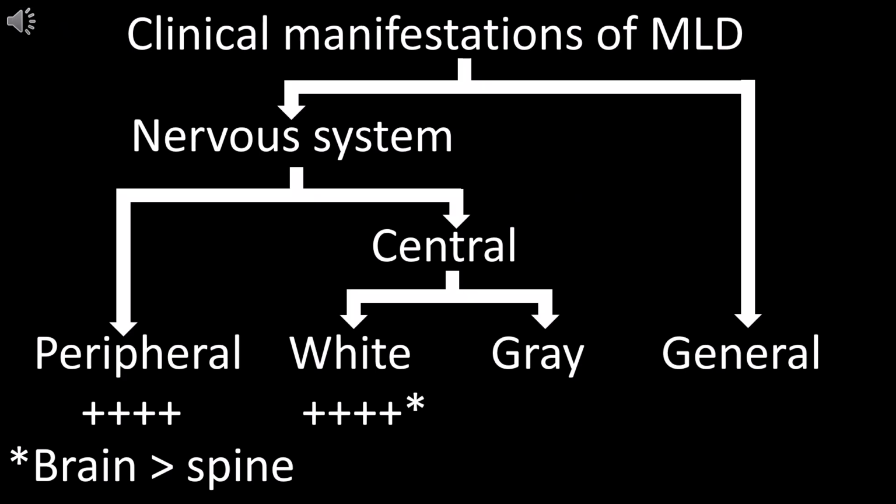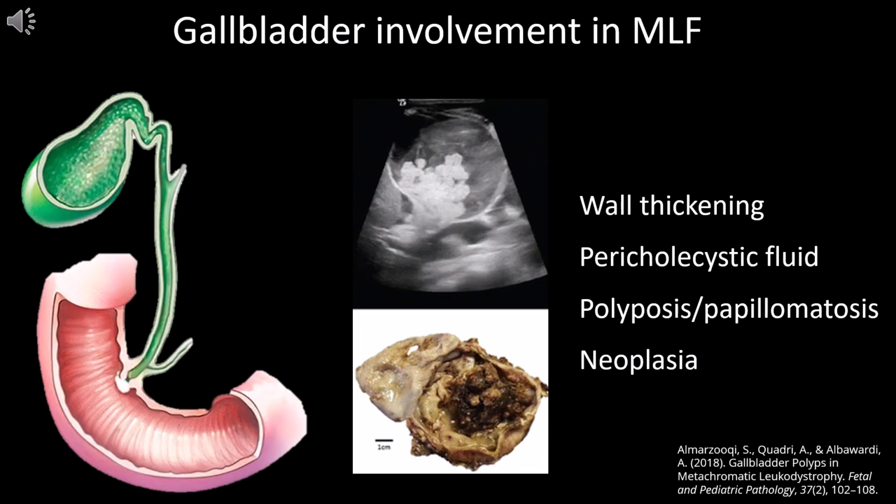In addition to nervous system involvement, accumulation of sulfatides outside the nervous system produces significant symptomatology, most notably those produced by gallbladder involvement. Here you see a gallbladder ultrasound and a surgical specimen. Gallbladder involvement is characterized by wall thickening, pericholecystic fluid, polyposis and papillomatosis, and neoplasms.